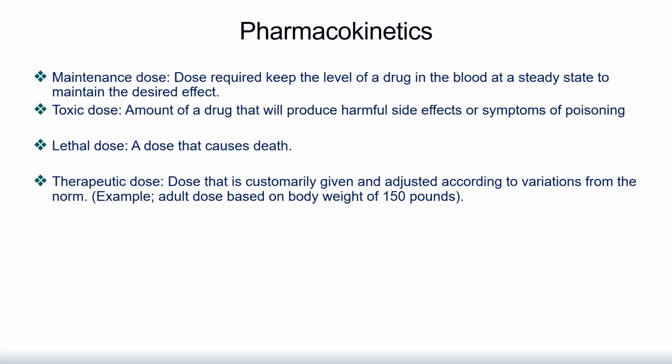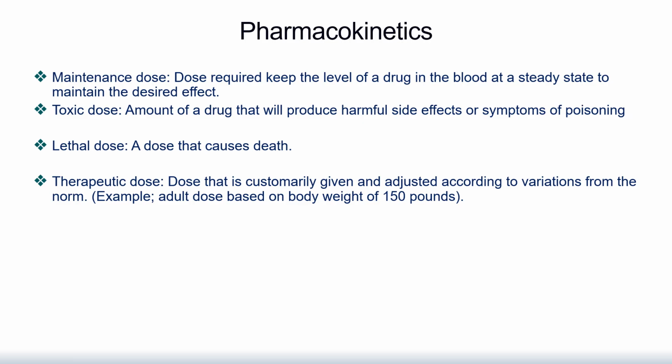Then there's a maintenance dose. This is the dose required to keep the level of the drug in the blood at a steady state to maintain the desired effect. When there's too much of it, it becomes toxic. So a toxic dose is the amount of a drug that will produce harmful side effects or symptoms of poisoning.